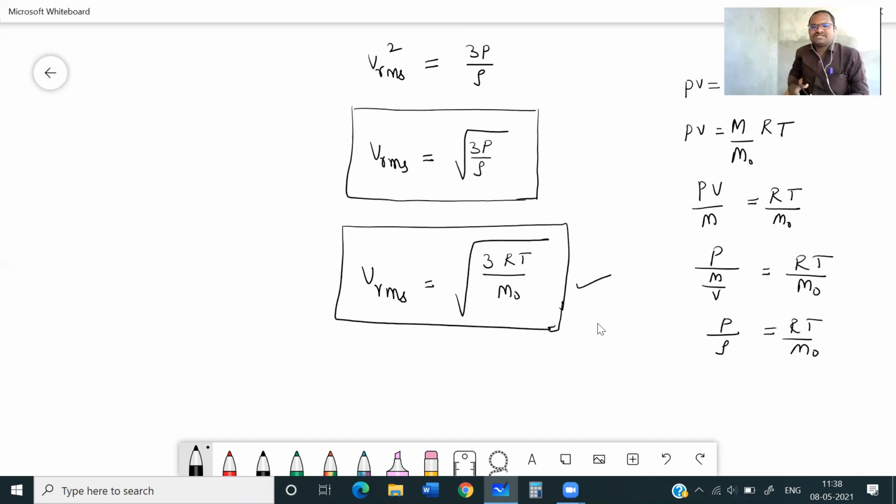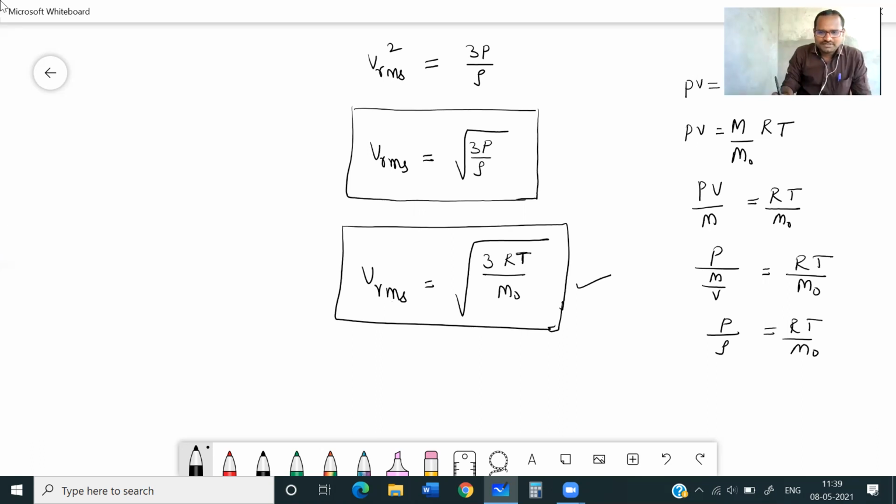From this equation, RMS velocity depends upon the square root of temperature. Are you getting? Okay, clear? This is the RMS velocity formula. Next, most probable velocity.